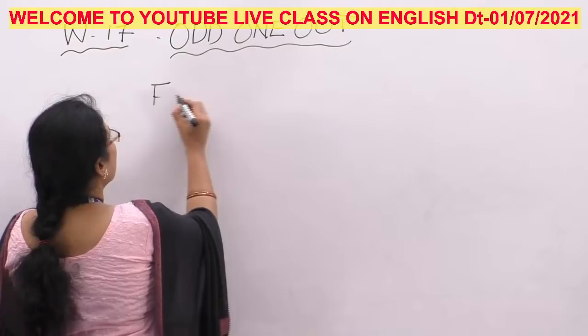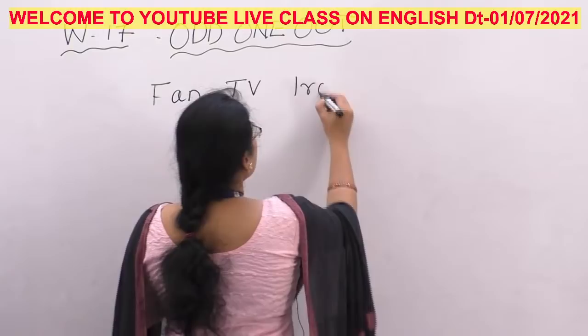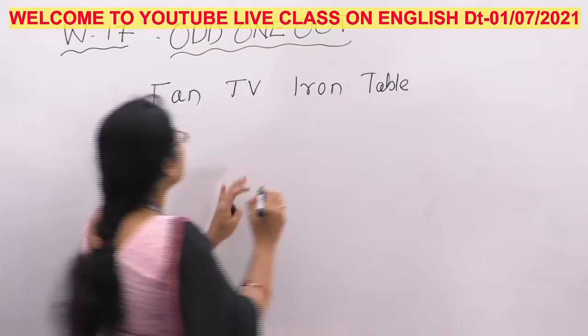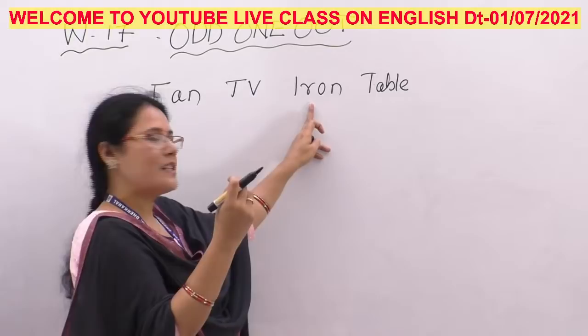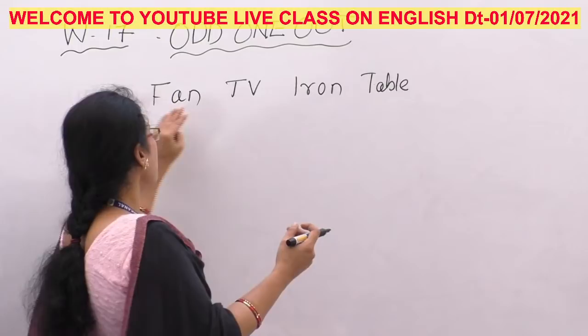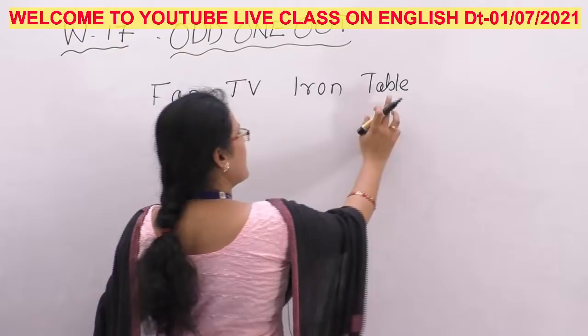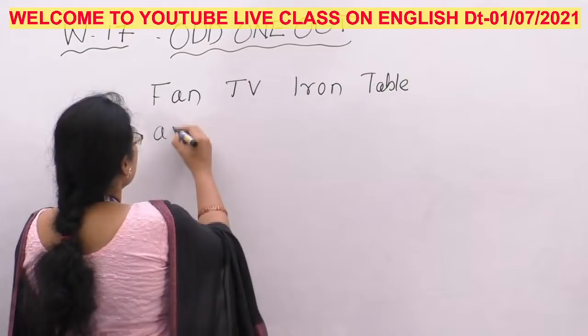Fan, TV, iron, table. Tell me which one is odd. Fan, TV, iron run with electricity. They run on what? Electricity. Does a table need any electricity? No. So fan, TV, iron are members of the same group and this one is different. So circle that one.